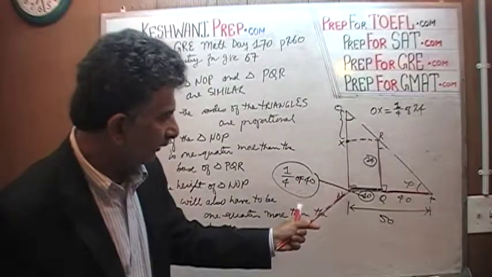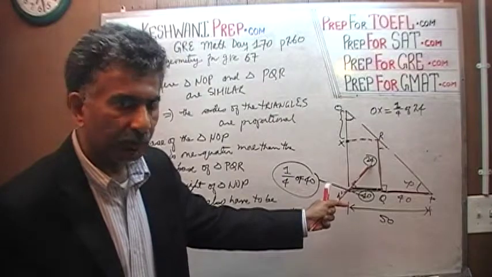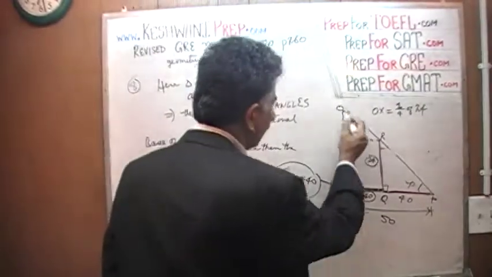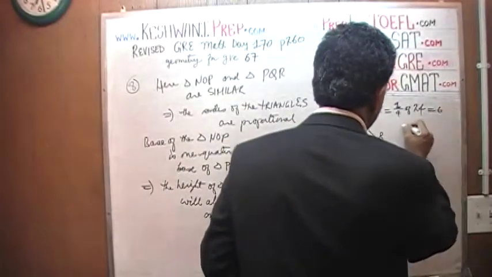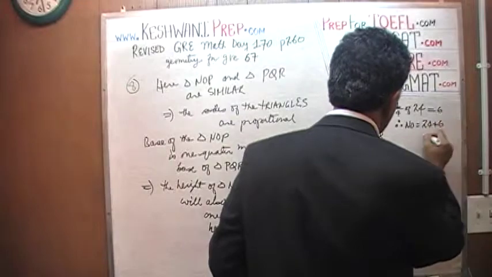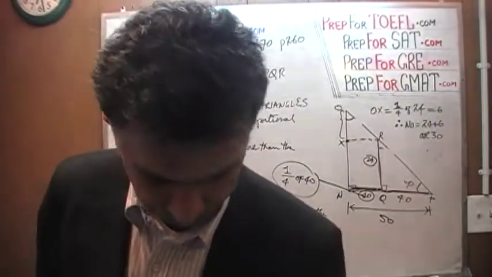The height of the small triangle is from N to x or Q to R, which is 24 we are told. So what is 1/4 of 24? It is 6. Therefore this guy N to O is simply 24 plus 6 or 30. That's it. That's all. It's 30.